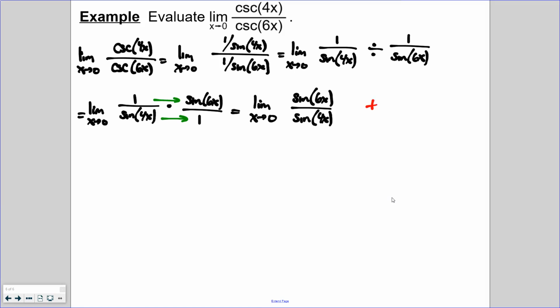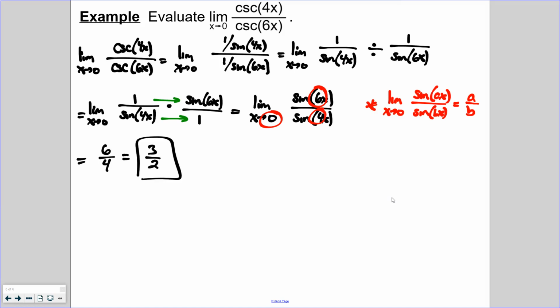And this matches our special limit, the limit as x approaches 0 of sine of ax over sine of bx is equal to a over b. So in this limit, we can see that a is 6, b is 4. Let's double check to make sure our limit approaches 0, which it does. So therefore, our answer is just going to be 6 over 4, which can be simplified down to 3 halves.